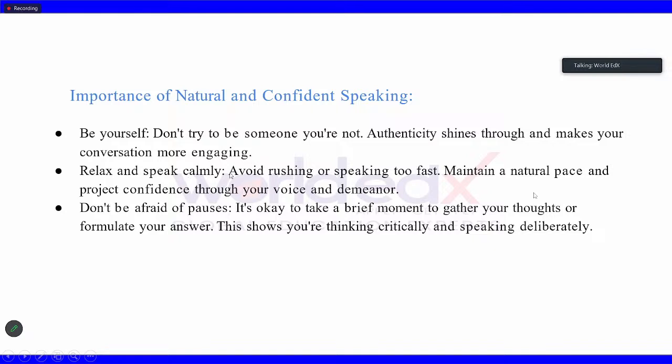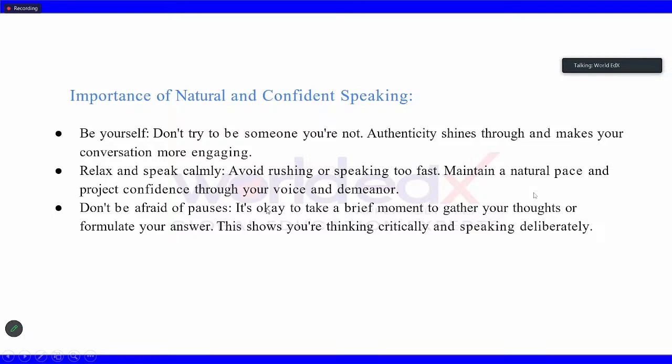Relax and speak calmly. Avoid rushing or speaking too fast. Maintain a natural pace and project confidence through your voice and demeanor. Don't be afraid of pauses. It's okay to take a brief moment to gather your thoughts or formulate your answer. It is totally acceptable to think.